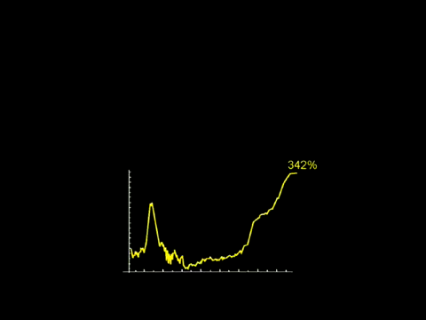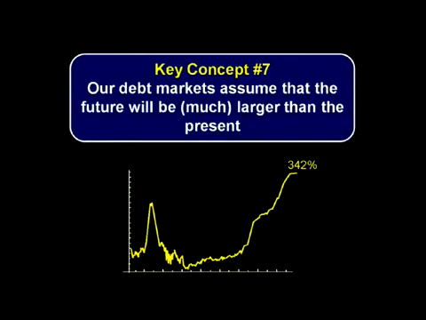And so here we come to our 7th key concept of the crash course. Our debt markets assume that the future will be much larger than the present. But what happens if that's not true? What if the means to repay all those claims does not arrive in the future? Well, broadly speaking, if that comes to pass, there's only one result with 2 different means of making it happen.